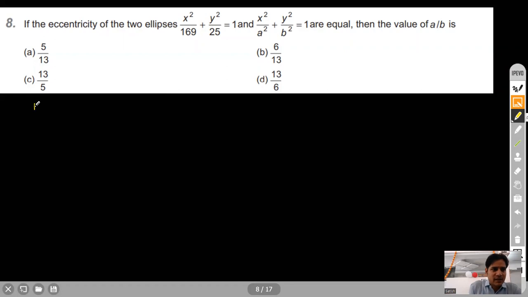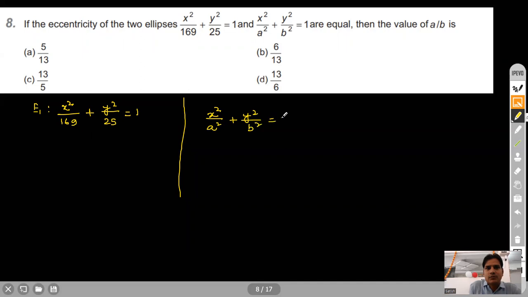So our first ellipse is given as what? X square upon 169 plus y square upon 25 is equal to 1, right? This is our first ellipse. And our second ellipse is what? Let me write here only. X square upon a square plus y square upon b square is equal to 1. Now, what will be the eccentricity for this ellipse? Let me represent it as a small e1. So here A is greater than B.